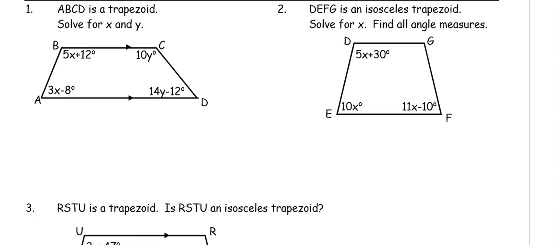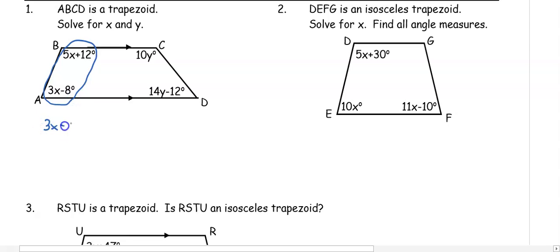This video is a review of material for the Unit 8 Quiz 2 on trapezoids and kites. In the first question, ABCD is a trapezoid, solve for x and y. Because it's only a trapezoid, we don't know if we have congruent base angles, but we do know that one angle from each base needs to be supplementary.